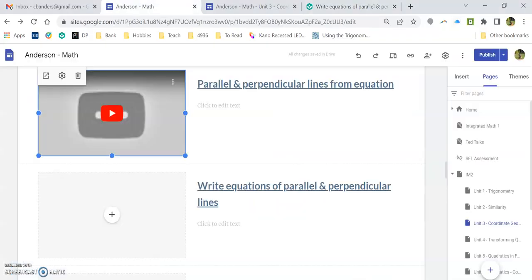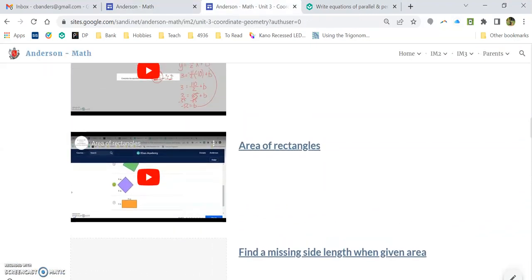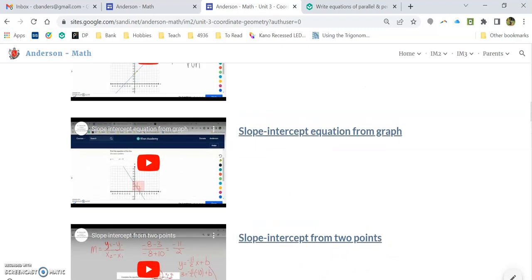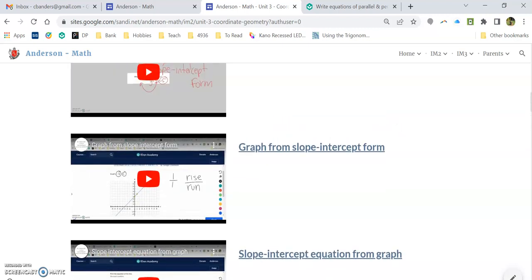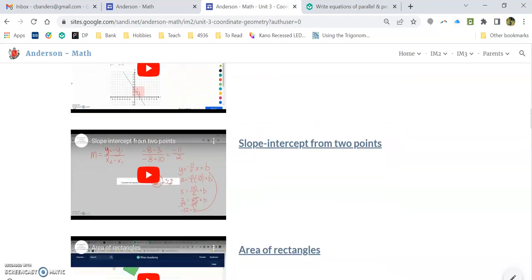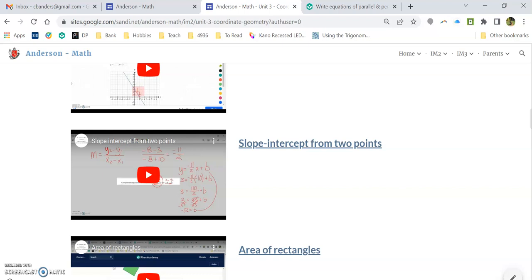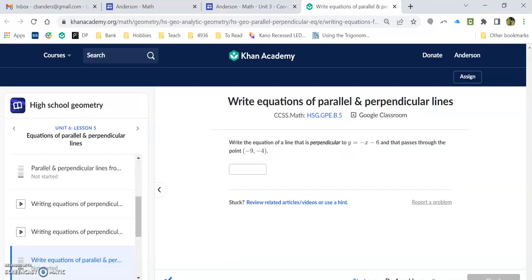So if you remember when we did, which one was it? Here you go. Slope intercept from 2 points. It's very similar to that assignment. It's actually probably easier if you ask me. So when we did this slope intercept from 2 points, remember we had to find the slope first, and then we plugged in a point. We're going to do the exact same thing, except the slope has already been determined for us.